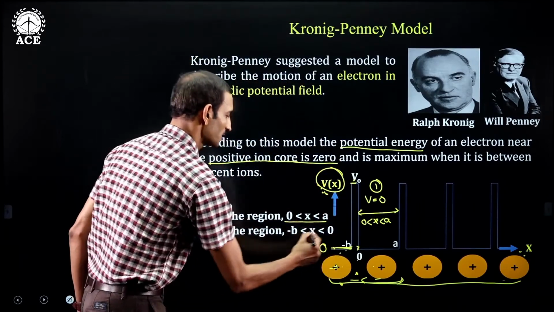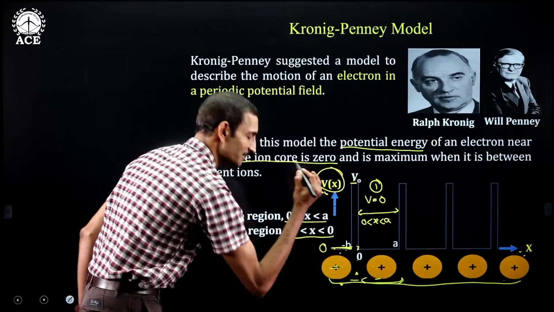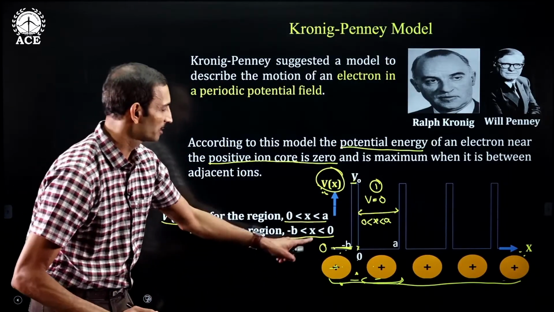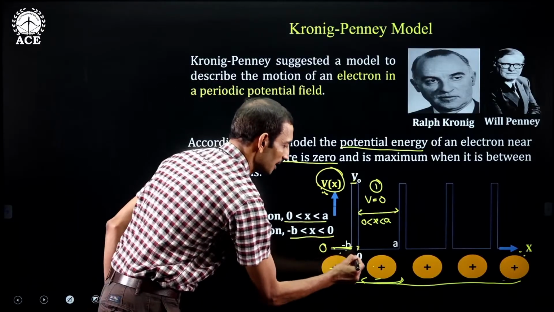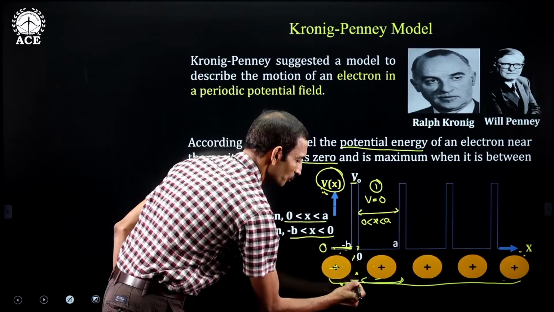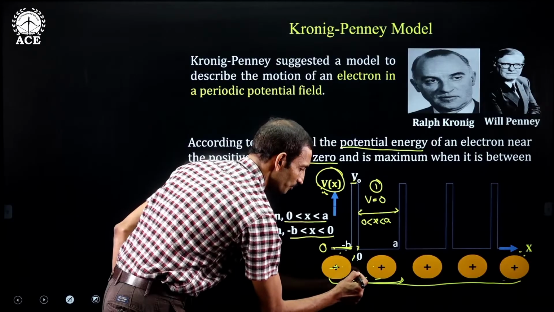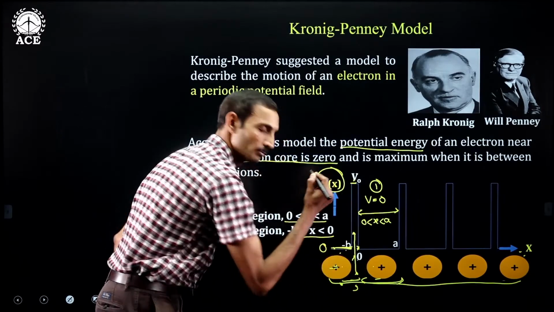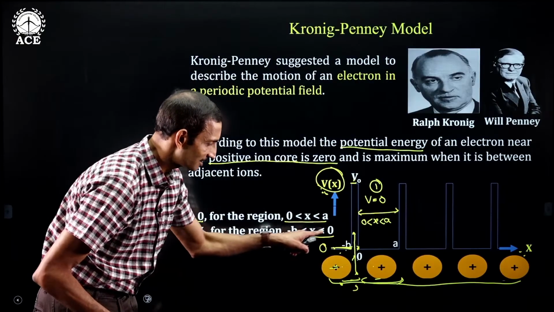How do you write that one as? Minus B less than x less than 0. Any problem in writing this? x is nothing but the position. So if the electron is somewhere here, moving like this somewhere here in between, now how do you interpret its position? It is between minus B and 0, right? Minus B less than x less than 0.